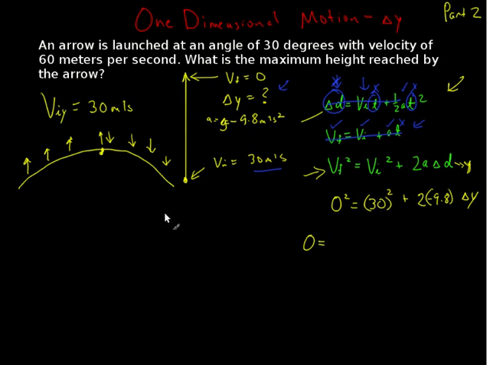30 squared, so we have 30 times 30, which is 30 squared. 3 times 3 is 9. We have 2 zeros, so 900. And we have plus 2 times negative 9.8. So positive 2 times negative 9.8 is going to equal negative 19.6, and we multiply it times our change in y.